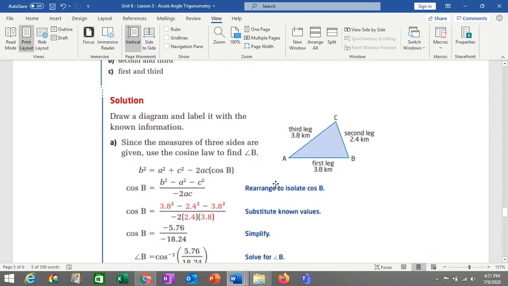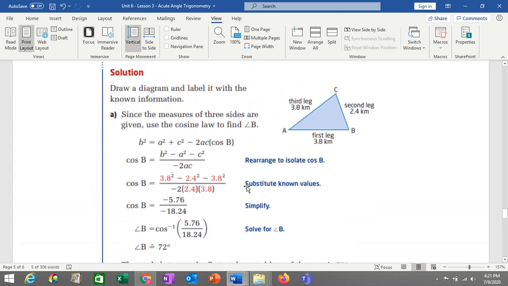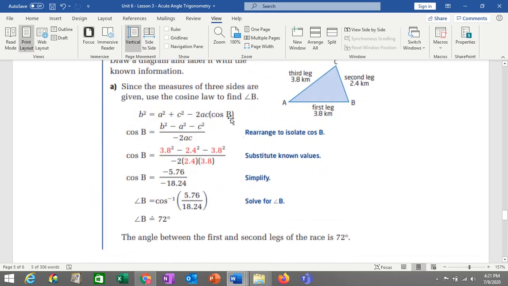Okay, so there are a few ways you can do this. The way they've done it here is just what I've mentioned: they've given you that formula, and then they've rearranged the formula to solve for cos B. So they've subtracted a squared and subtracted c squared, brought all that over to this side, and then to isolate cos B, you divide by negative 2ac.